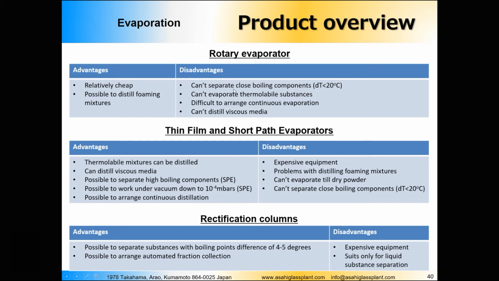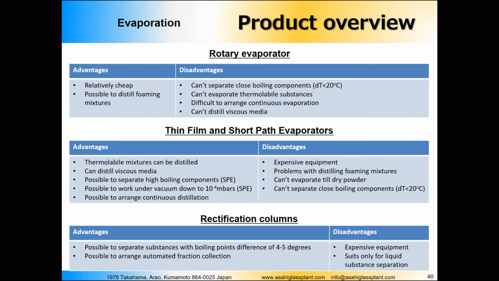Disadvantages: we cannot separate components with a very close boiling point. So the delta T, if we're talking about the separation of solvents which have a difference between the boiling points of less than 20 degrees, then you definitely should not use a rotary evaporator. You will not get a sufficient separation of one solvent from another solvent.